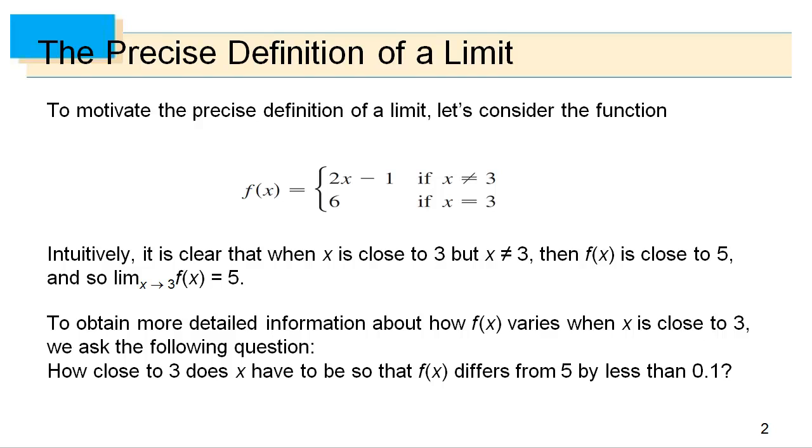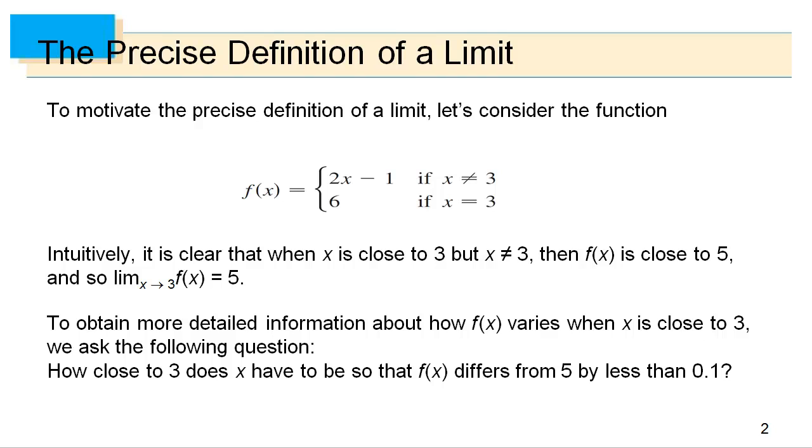Let's say we have a function. Let's say we've defined it this way. The function is normally 2x minus 1 for all values except 3. When x equals 3, all of a sudden we're going to let it be 6.